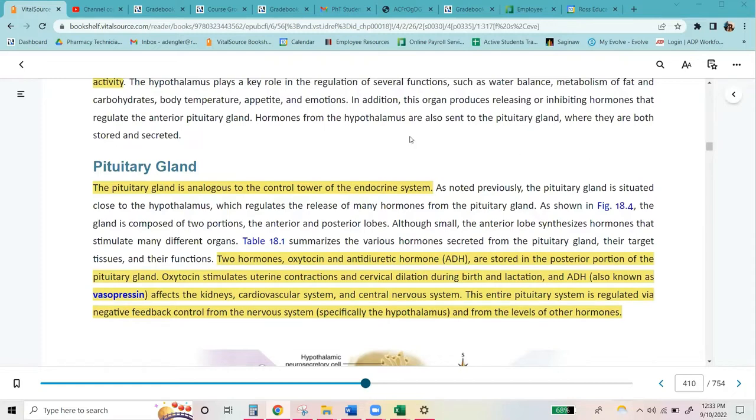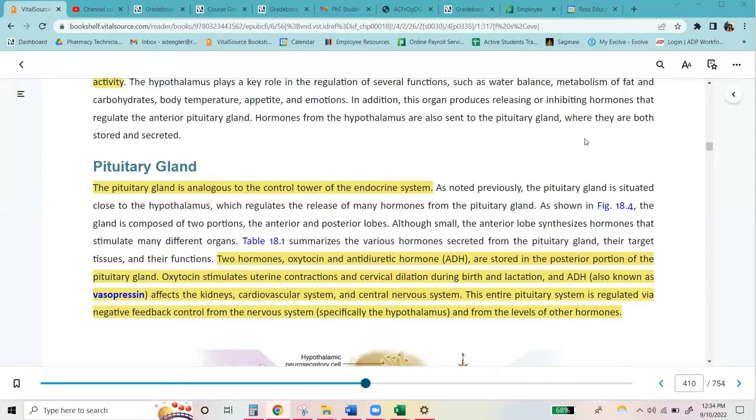Two hormones, oxytocin and antidiuretic hormone, are stored in the posterior portion of the pituitary gland. Oxytocin stimulates uterine contractions and cervical dilation during birth and lactation. And ADH, also known as vasopressin, affects the kidneys, cardiovascular system, and the central nervous system.